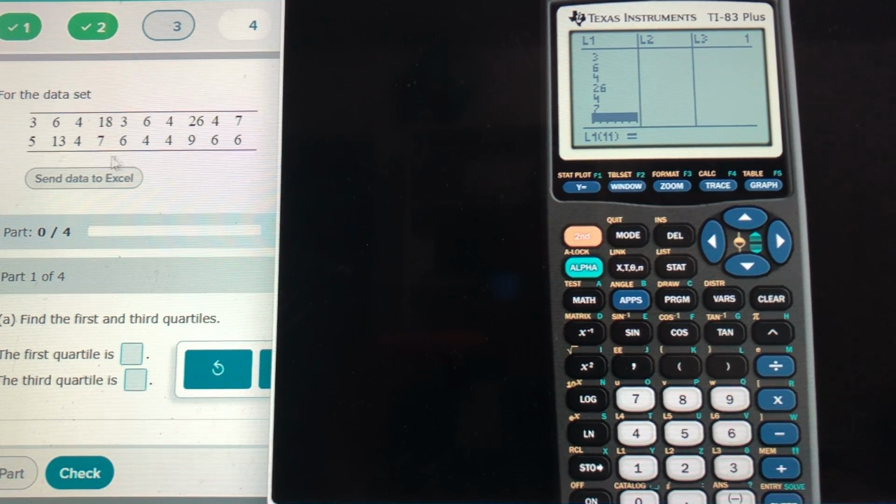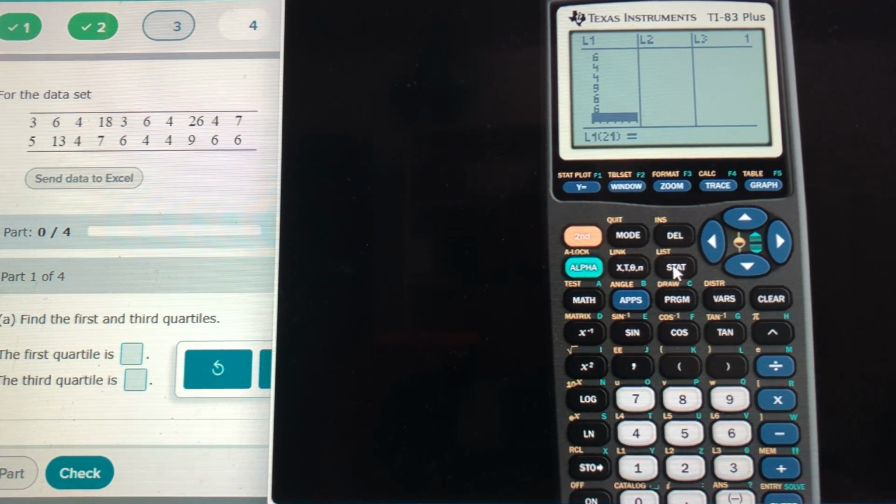Now, keep going. This is not two separate datas. They just didn't have room to put it all in one line. So 5, 13, 4, 7, 6, 4, 4, 9, 6, 6. 20 numbers.